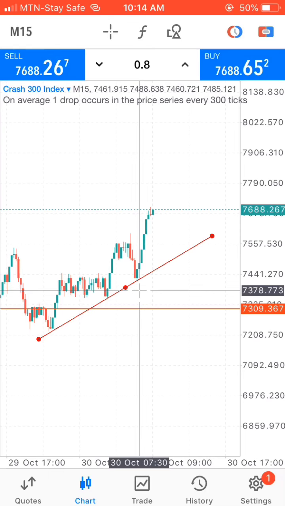As I said earlier, I don't really trade using indicators. No, I don't use indicators. I prefer using price action because it's easier to run it that way.